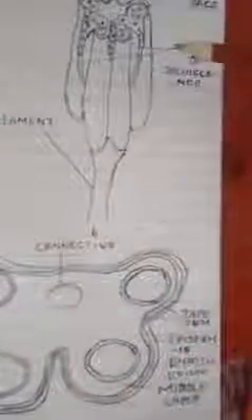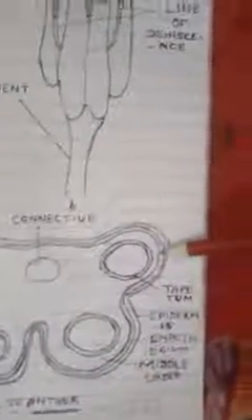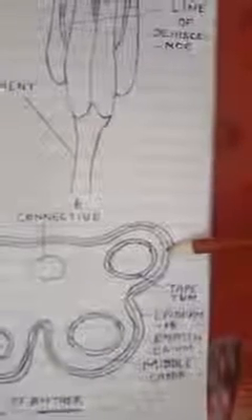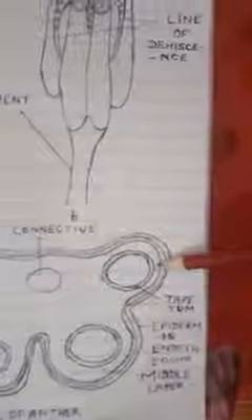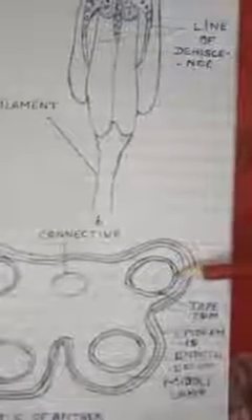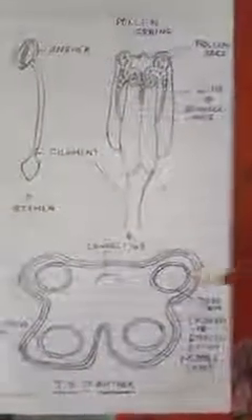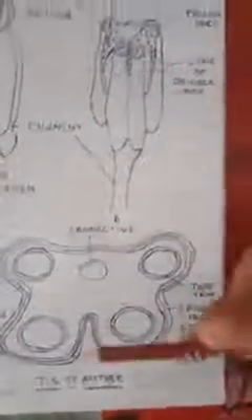In this total structure of the transverse section of anther, the outer layer is epidermis. This is epidermis. This is endothecium. This is the middle layer, and this is tapetum. So outer epidermis, endothecium, middle layer, tapetum. This is the structure of the transverse section of the anther you have obtained.